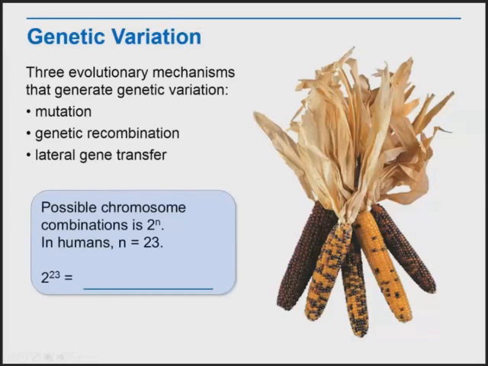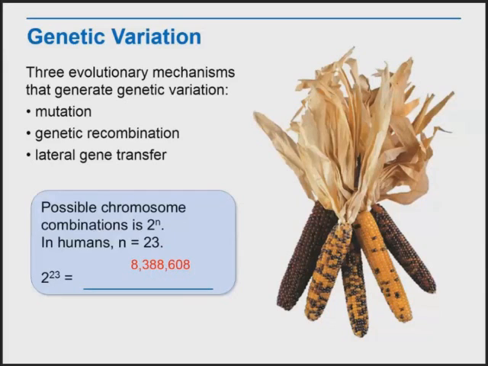Check out this math. The number of different possible combinations of chromosomes in gametes is 2 to the n, where n is the haploid number. And in humans, we have 46 chromosomes. So the haploid number is half of that, which is 23.